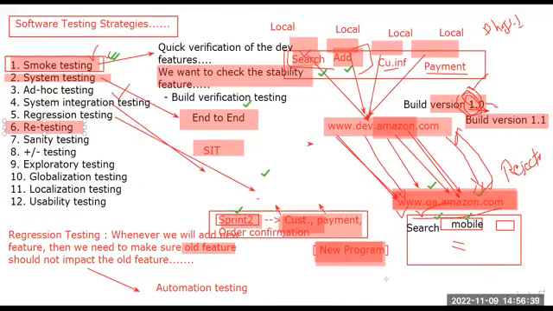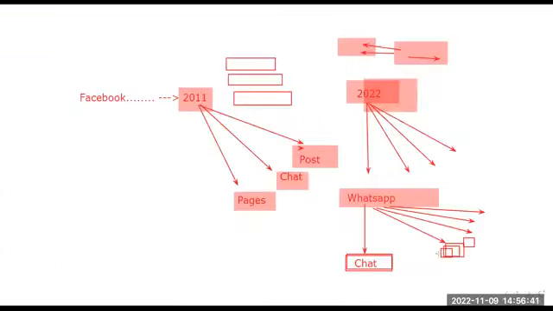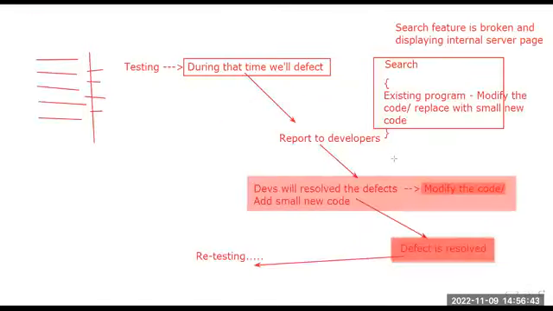Getting it, guys? Everyone? Yes, sir. Okay. So remember that during the testing, we are getting defects. When you perform testing, definitely you will get a defect. And the defect you have to report to the developers. Once this defect is resolved by the developers, then you have to perform a retesting.